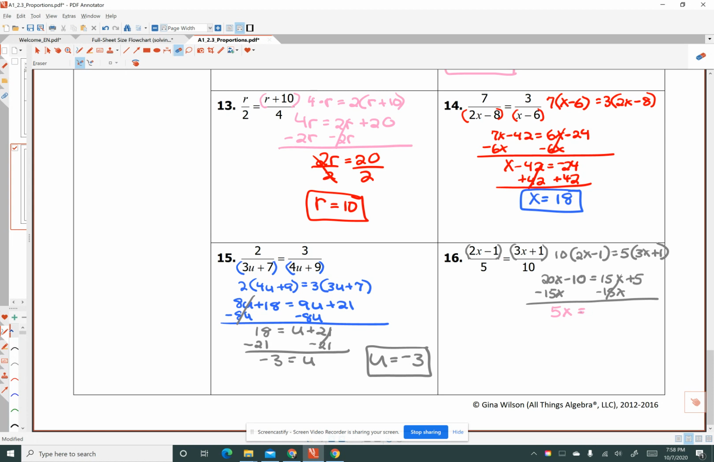Good thing it's the last problem. I think I'm getting tired. Okay. 5x minus 10 equals 5. Now I will add 10 to both sides of this equation, which gives me 5x equals 15. I will divide both sides by 5, and I have x equals 3.